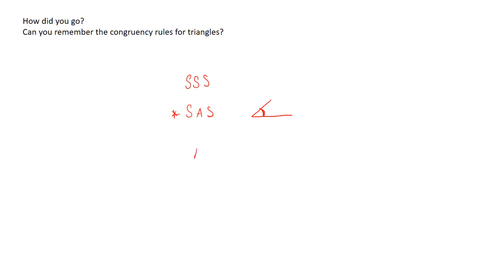Then we've got the angle, angle, side rule. So two angles and a side are the same in both triangles. And last one, we've got the RHS rule, which is for right angle triangles. The hypotenuse is the same in both triangles and a short side is the same in the two corresponding triangles.